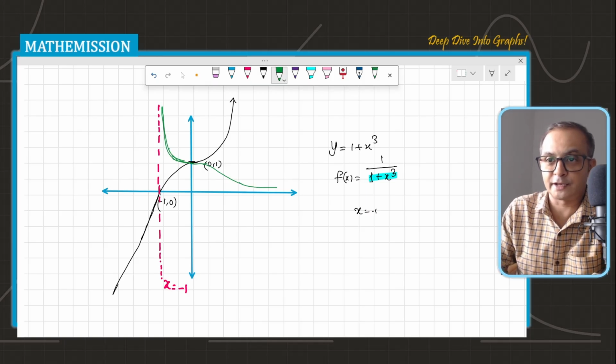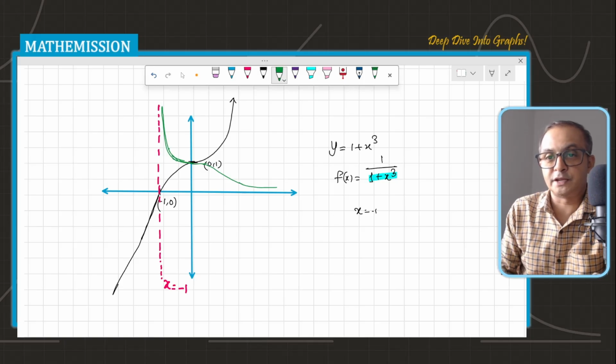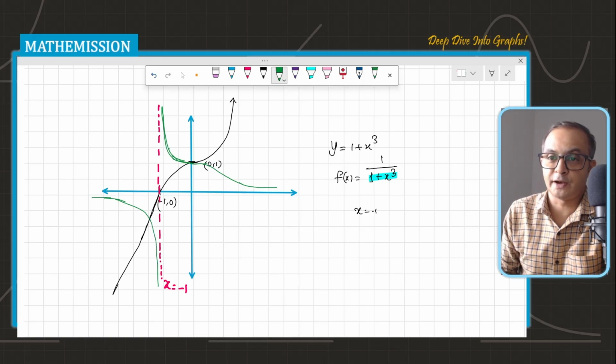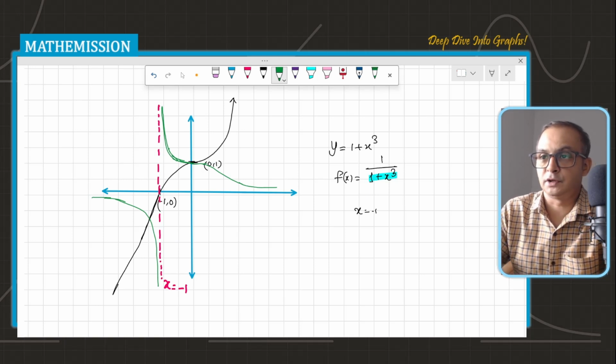it is increasing. The x cube plus 1 is increasing, so the 1 by 1 plus x cube should be decreasing. You start from very far from the x-axis, and it will go like this, and again it will try to meet this x equals -1 at negative infinity. So this is the way we have to understand.